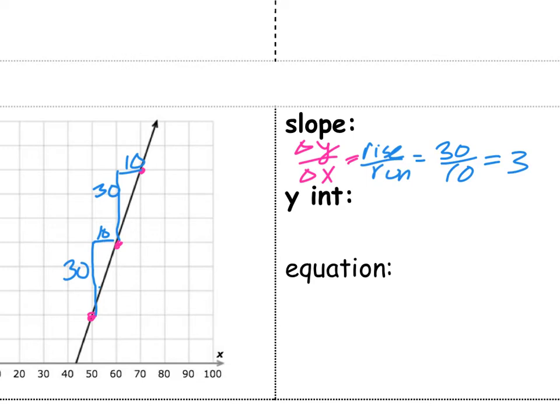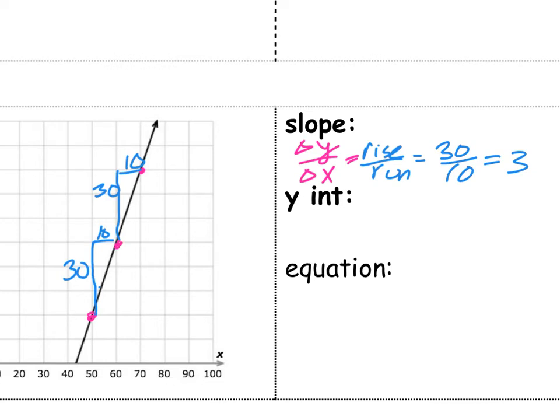Alright, so for this one, I calculated 3, and that's because I went up 10, 20, 30, and then I went over 10. I figured that out for this point too: 10, 20, 30, and then over 10. So my rise was 30, my run was 10. And 30 divided by 10 is 3. Now, since we can't see the y-intercept, we're actually going to have to solve for it.